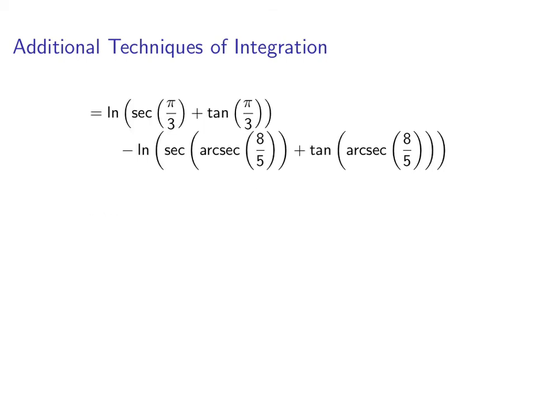Okay, so if we plug everything in, then we end up with this gigantic mess. Natural log of secant pi over 3 plus tangent pi over 3 minus secant of arcsecant of 8/5 plus tangent of arcsecant of 8/5. Now I've dropped all the absolute values because it's going to turn out that all these things on the inside are positive. Now some of this stuff is straightforward to compute. Secant of pi over 3 and tangent of pi over 3, we should be able to compute those just from our knowledge of the unit circle.